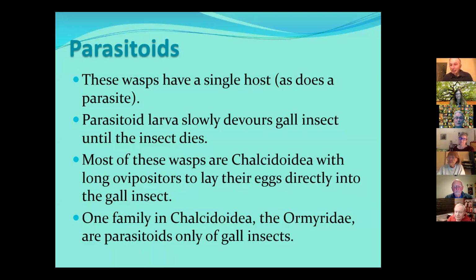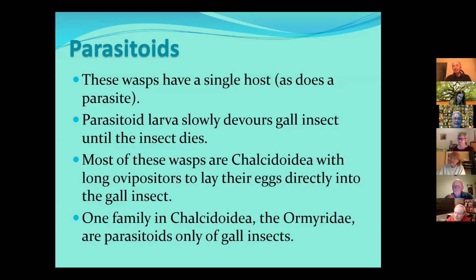Okay. Most of the wasps that go after gall insects are in the superfamily Chalcidoidea, but there are lots and lots of families, and all of the chalcidoids have very long ovipositors and carefully lay their egg directly into the gall insect. Their ovipositors have chemosensors, or you might say taste buds. They can actually taste that this is not plant tissue, this is the insect.